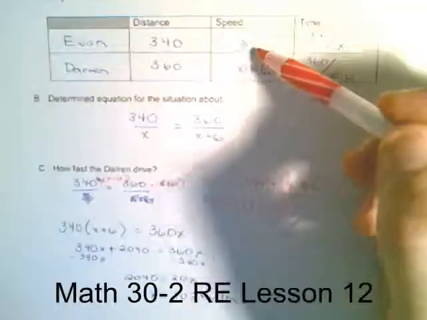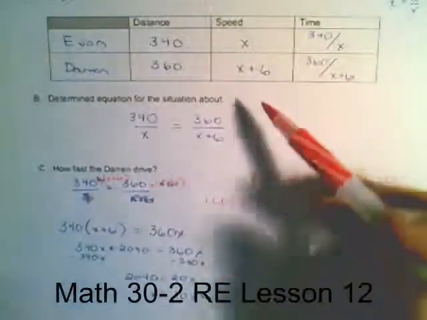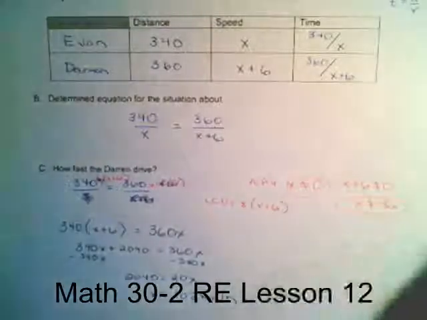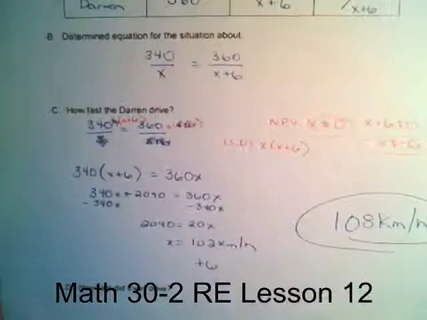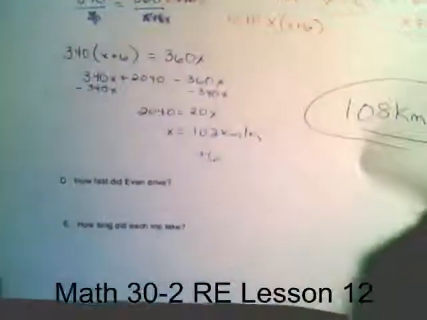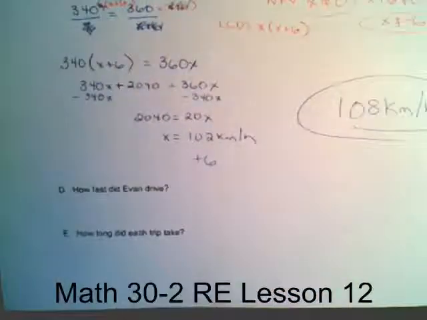Now, that's what x is. X is 102. This speed is 102. So I can now go off and say that x is 102. Evan drove 102. How fast did Darren drive? 6 faster. So how fast did Darren drive? I've got to remember that I've got to take that and add 6. Darren drove 108 kilometers per hour. Okay?